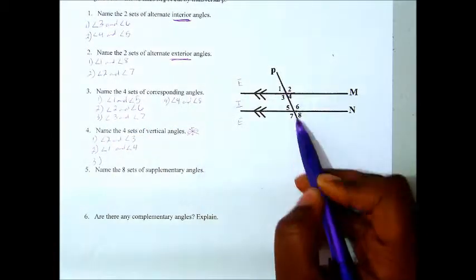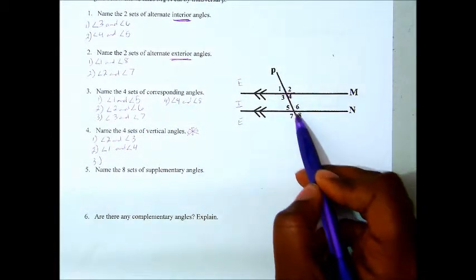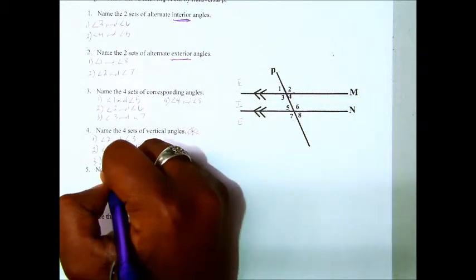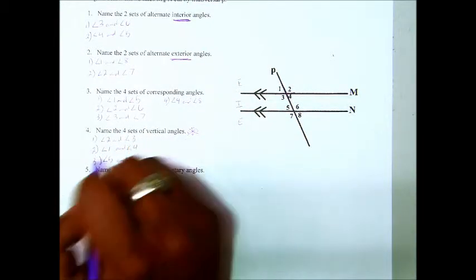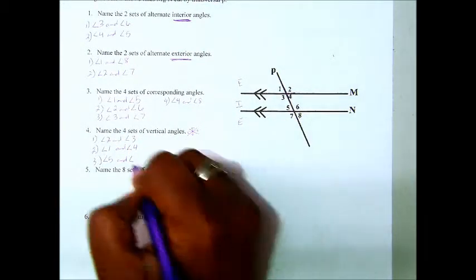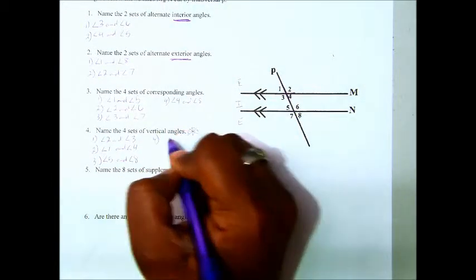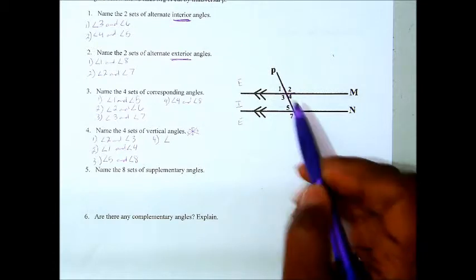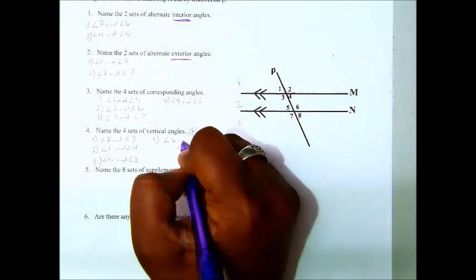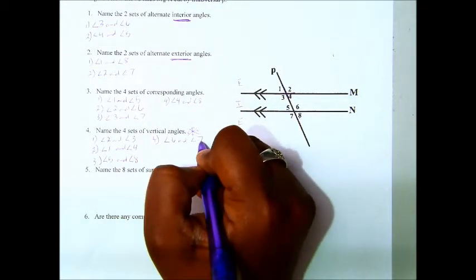Third set, I can come down here. Angle 5 and 6 are across from each other. I'm sorry, angle 5 and 8, not 6. 5 and 8. And the fourth one, angle 6 and 7. Done.